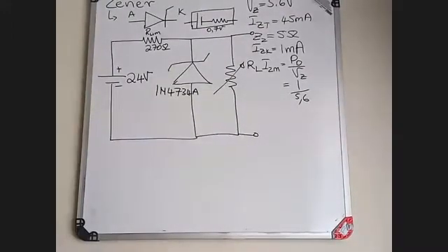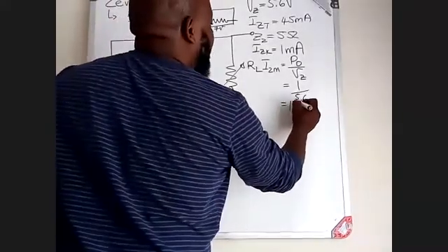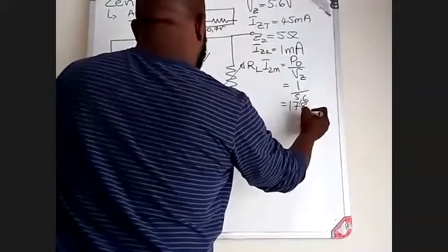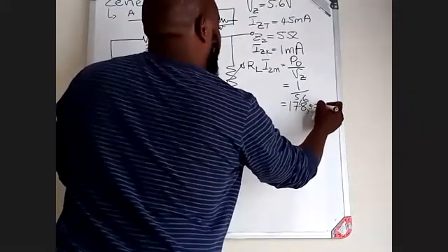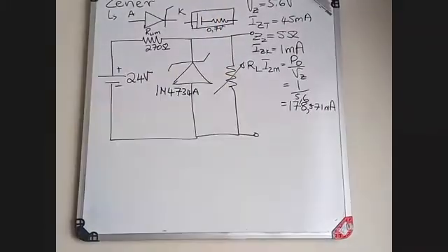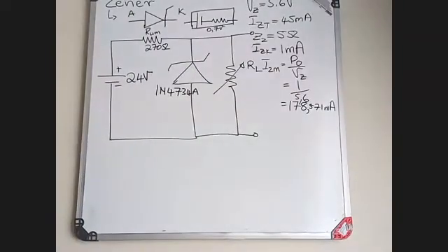It's 1 divided by 5.6, which will give you 178.571 milliamps. Did you get the same value as mine? Yes. Okay. Now this is the maximum current that the Zener diode can withstand.